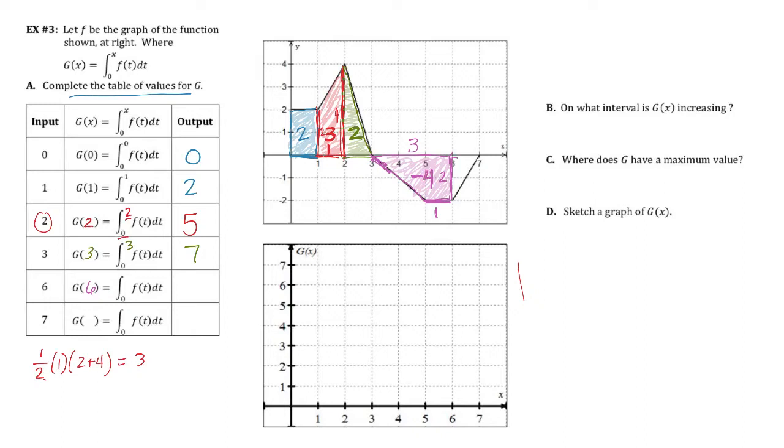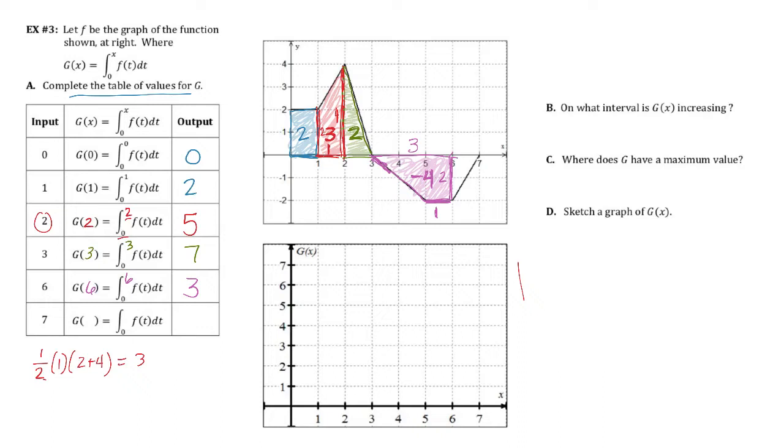Okay, so now g at 6, we're going to be integrating from 0 all the way to 6. Well, I know from 0 to 3 is 7. And so 7 minus 4, that's going to leave us with 3. So I know g at 6 is 3.